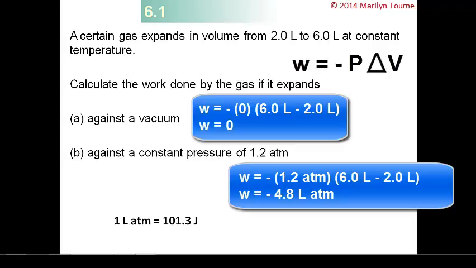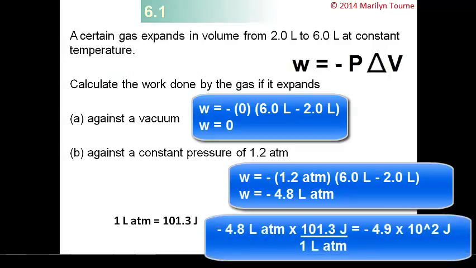Liter atm is a new unit that we've never seen before, but we can express liter atms in the form of energy, or the units of energy, which is joules. So 1 liter atm is equal to 101.3 joules. So basically what we do is we convert our answer, negative 4.8 liter atms. We set up a conversion. 1 liter atm is the same as 101.3 joules, and that gives us negative 4.9 times 10 to the second joules.